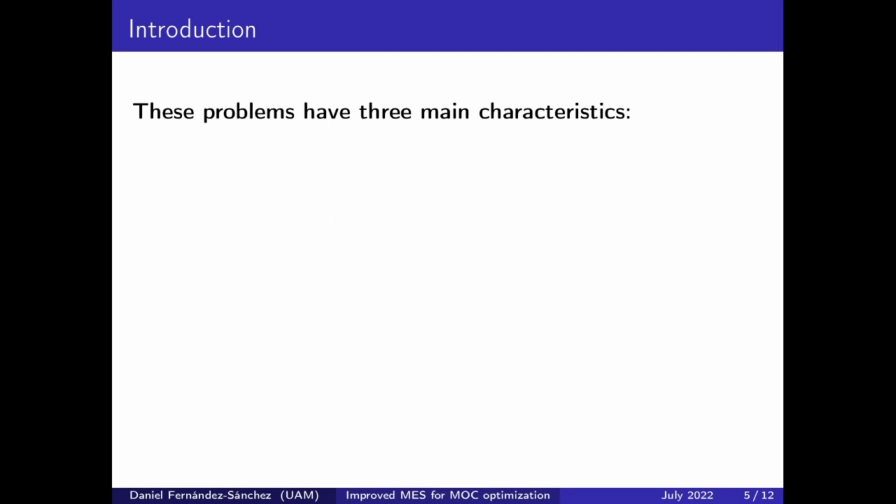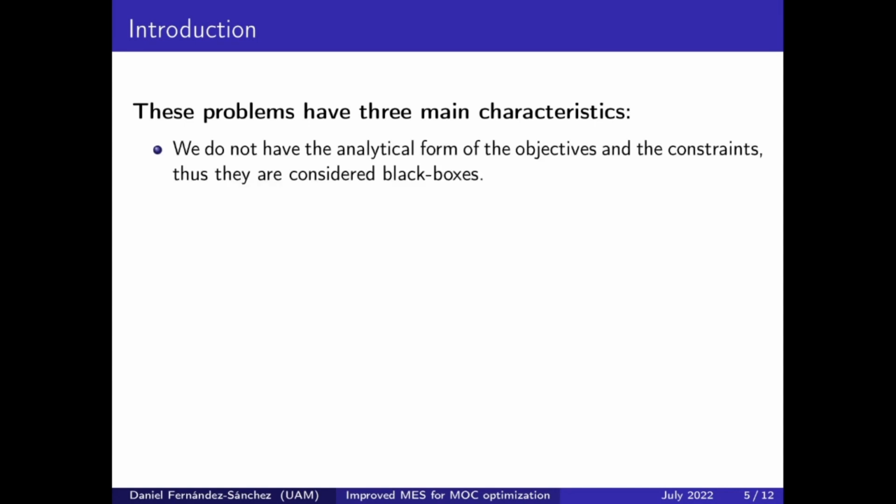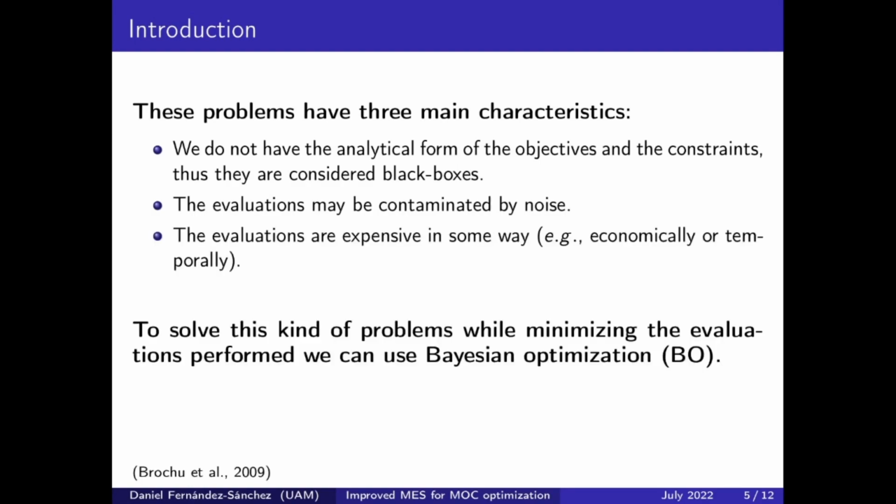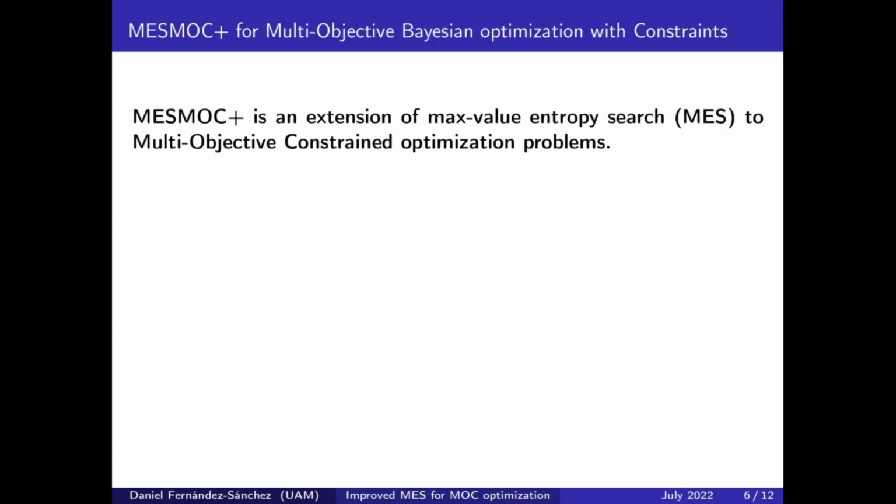The problems like the ones described before have three main characteristics. We do not have the analytical form of the objectives and the constraints, so they are considered black boxes. Also, the evaluation can be contaminated by noise. And lastly, this type of problem is very expensive in some way. To solve this kind of problem while minimizing the number of evaluations to perform, we can use Bayesian optimization.